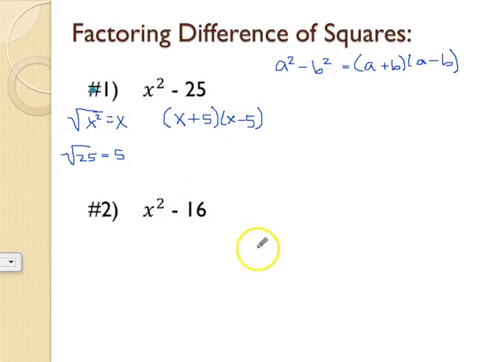Go look at number 2 and see if you can do this in your math notebook on your own first. We've got our two perfect squares, x squared and 16. So find the square root of each of those and add them and then subtract them.